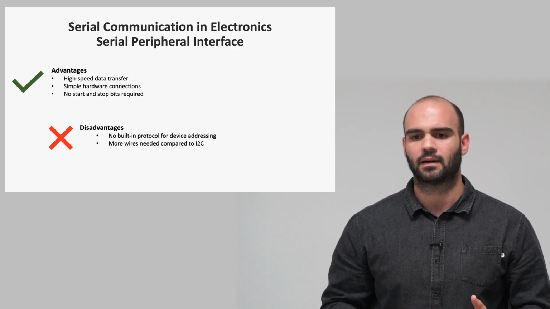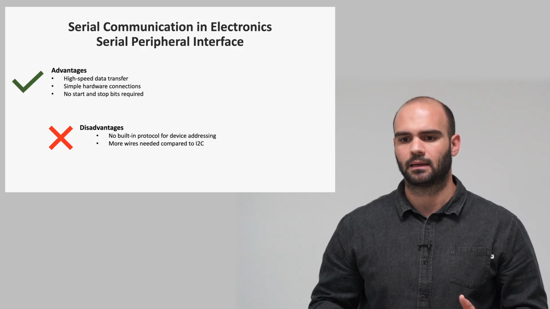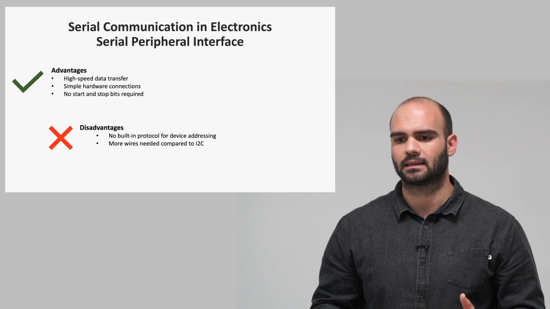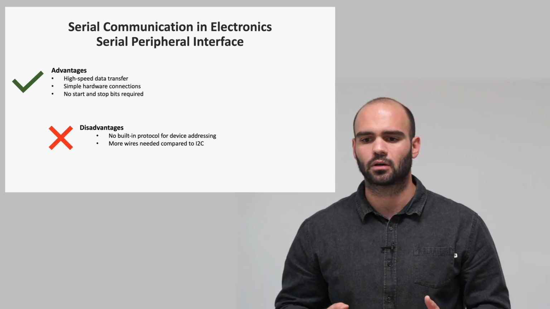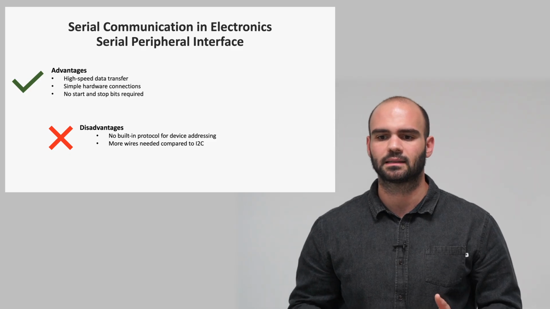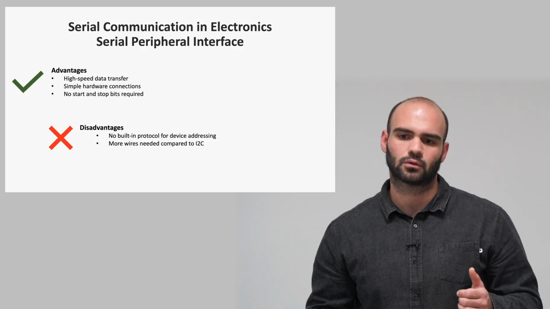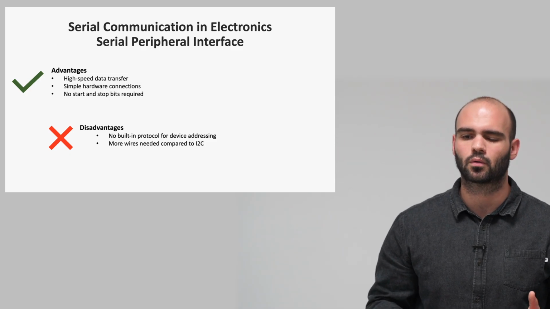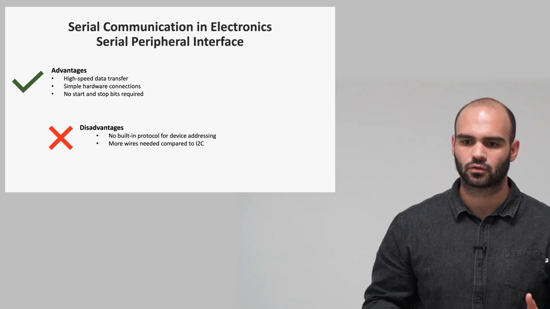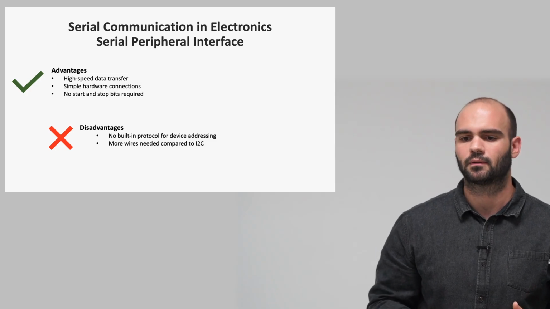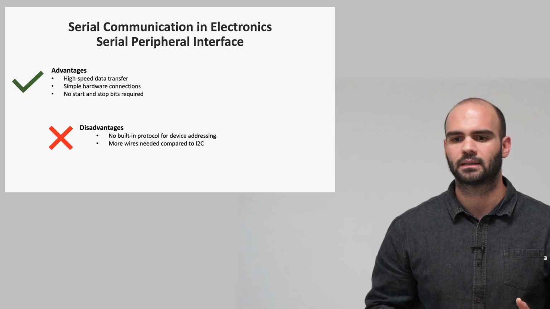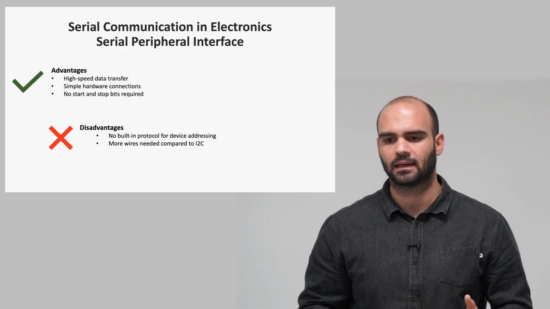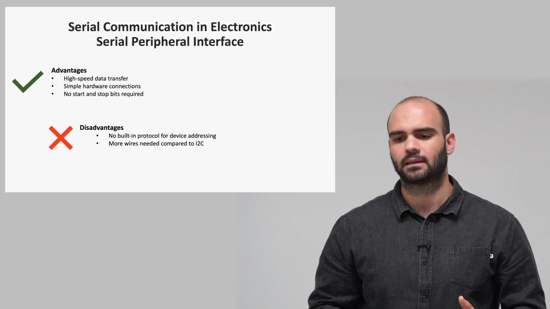However, there are a few disadvantages. SPI has no built-in addressing system, so each device needs its own chip select line, which increases wiring. And compared to I2C, SPI generally needs more wires, which can make connections more complex when you have multiple devices. Overall, SPI is great for speed and simplicity, but less ideal when you need to connect many devices.